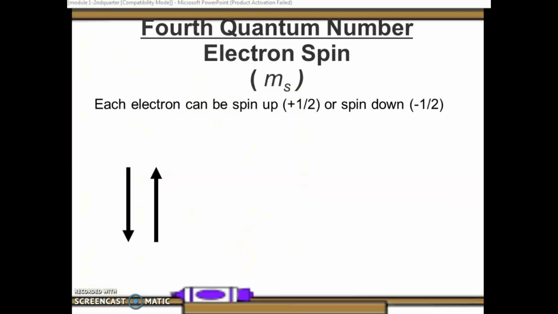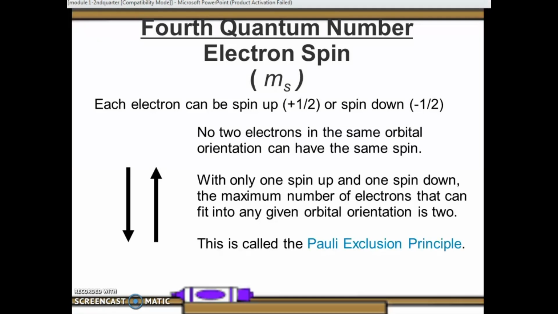The fourth quantum number is electron spin. Each electron can be spin up or spin down. No two electrons in the same orbital orientation can have the same spin. And with only one spin up and one spin down, the maximum number of electrons that can fit into any given orbital orientation is only 2. And this is what you call the Pauli exclusion principle.